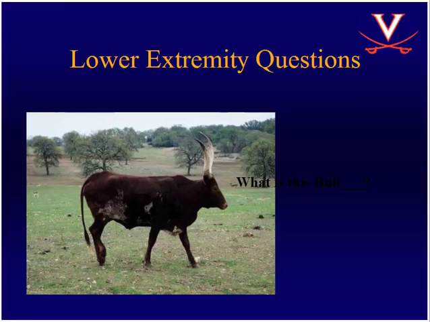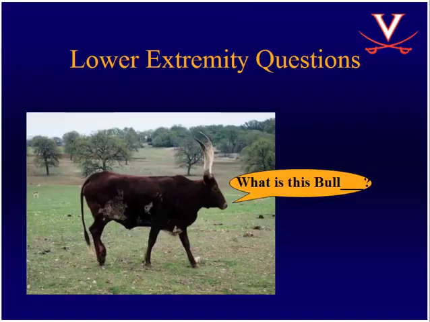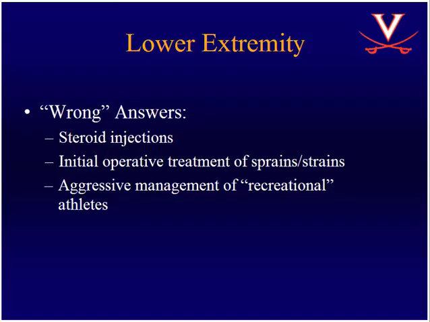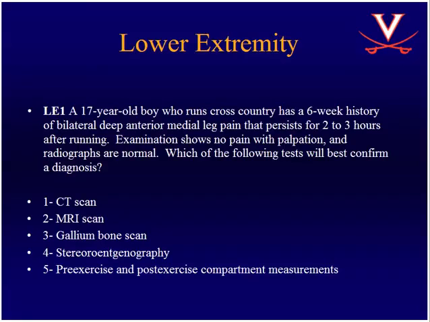Let's go on to some questions and then we're going to break for lunch. Again, we're going to go with the odd concept here. Wrong answers for the lower extremity include steroid injections, with the exception of the greater trochanteric bursa. Wrong answers are initial operative treatment of ankle sprains. And the wrong answer is aggressive management of recreational athletes. I'm trying to make the distinction between recreational and competitive athletes in some of these injuries, particularly Jones fractures, because the treatment varies. So with that in mind, we'll go to number one.